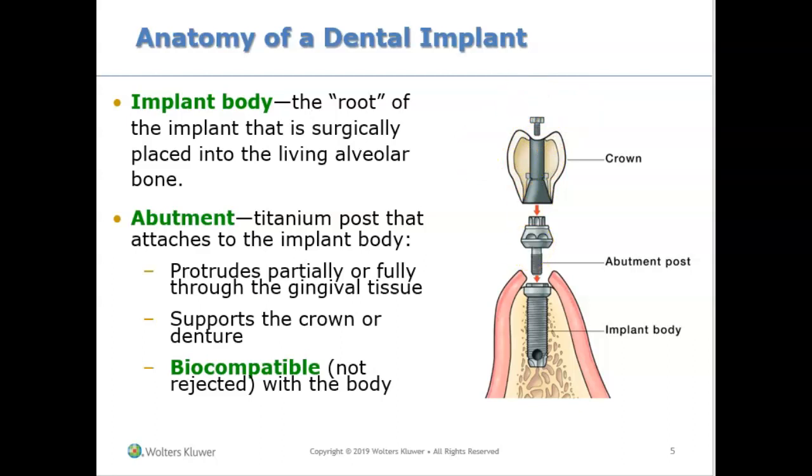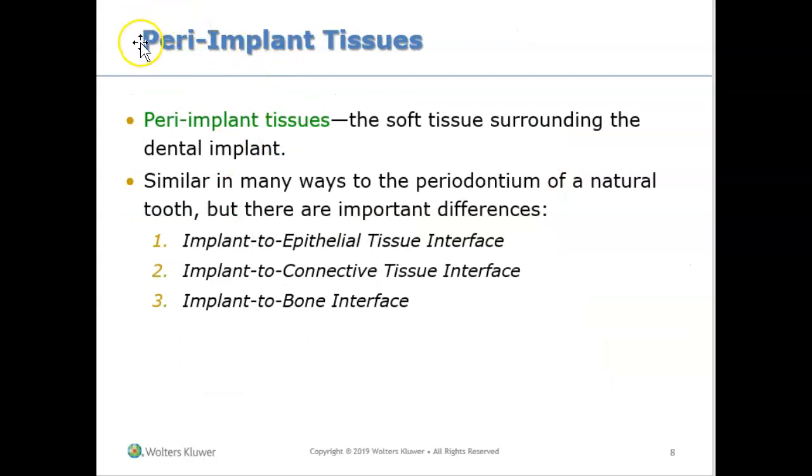So what do we need to know about the implant? Well, let's look at some terminology. What does peri-implant tissue mean? Peri means around. So peri-implant tissues is basically saying the tissues around the implant.